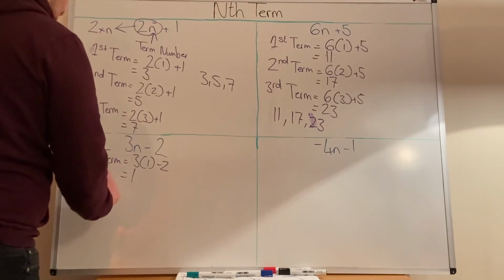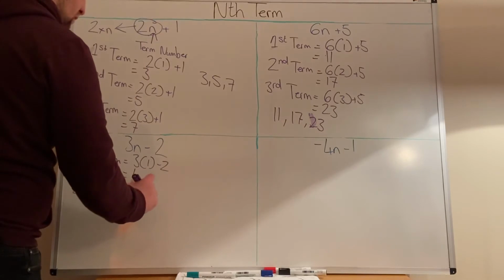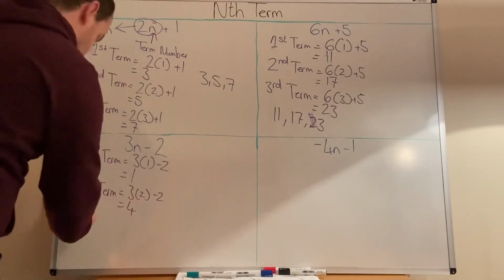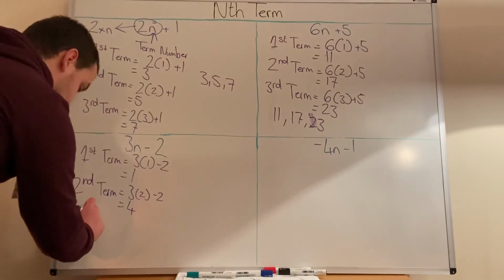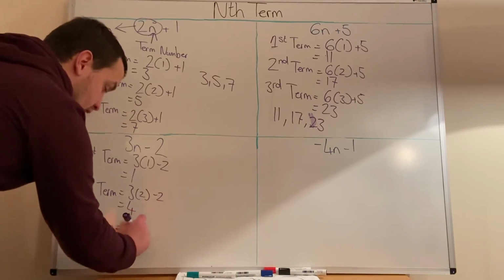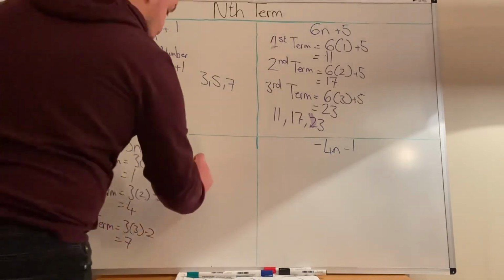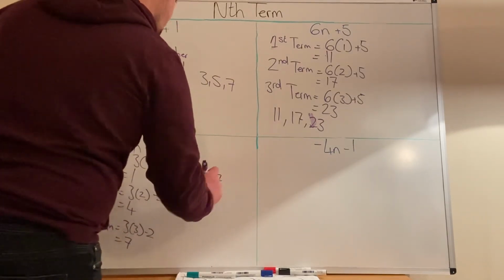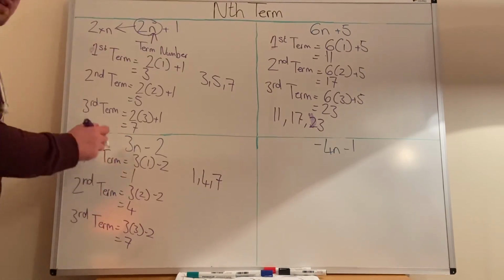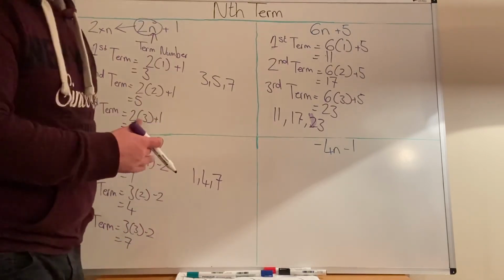Second term would be 3 times 2 minus 2, which is 4. And then the third term would be 3 times 3 minus 2, which is 7. Remember to write out the sequence to finish off the question. As you can see, it's never changing. The method doesn't change, the numbers do. The sequence will be different depending on what your numbers are as well.